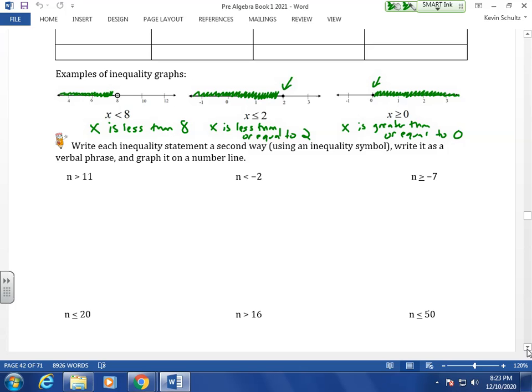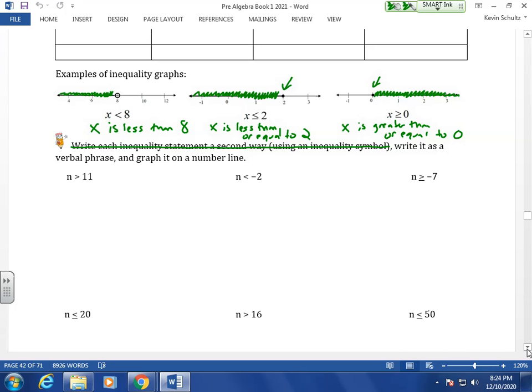Okay? So what I want you to do in this first section here is I want you to write each inequality statement a second way. Actually, we are going to eliminate that first step because this is just an intro to it. So cross that part out. Instead, I want you to write it as a verbal phrase and then graph it on a number line. So we're going to practice going from the mathematical inequality statement to that verbal phrase. What does the symbol mean? Okay, and then graphing it on a number line.